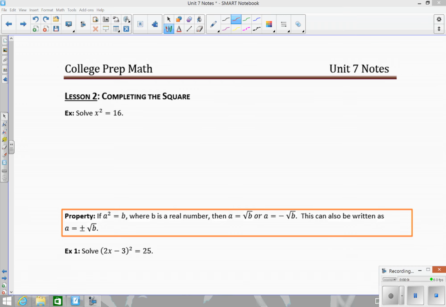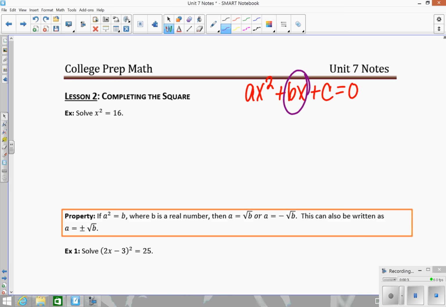In lesson 2, we're going to continue solving some polynomial equations, and we're going to look at some new methods, one called the square root method and one called completing the square. Basically, the square root method is going to occur whenever you are missing that middle term. So if you have your equation ax squared plus bx plus c equals 0, and this middle term is missing, we're going to be able to do the square root method.